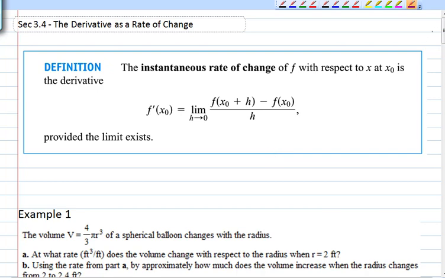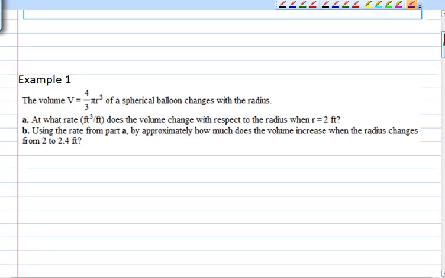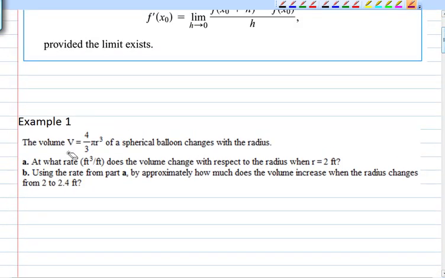In section 3.4 we learned a shortcut for the derivative, and from here on out we will use the shortcuts for the derivatives to evaluate derivatives. In example 1, it says the volume V equals 4/3 pi r cubed of a spherical balloon changes with the radius. So the radius is going to be our variable in this problem.